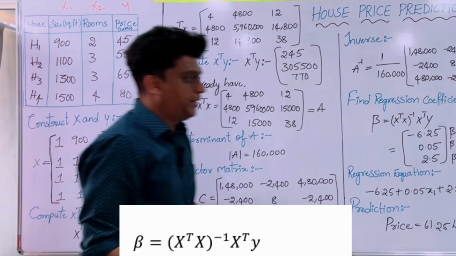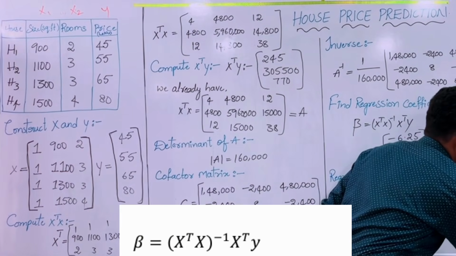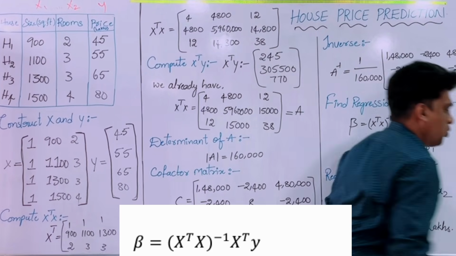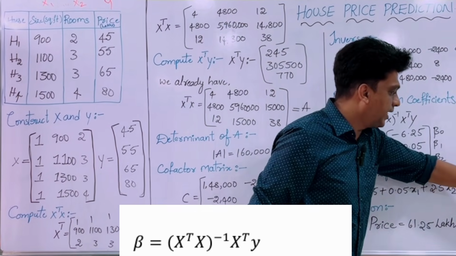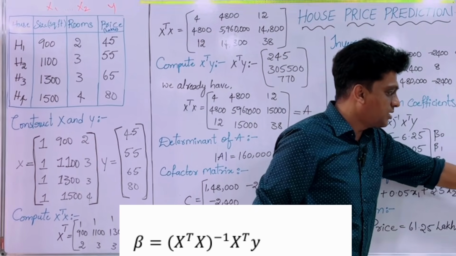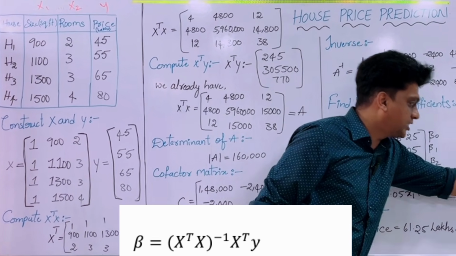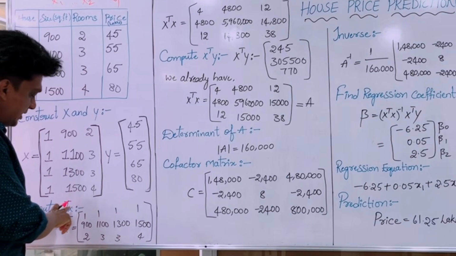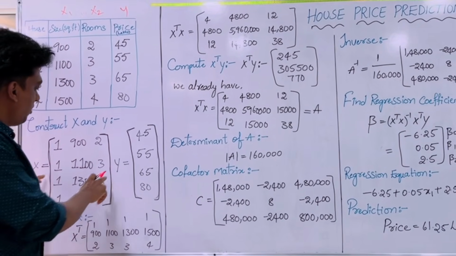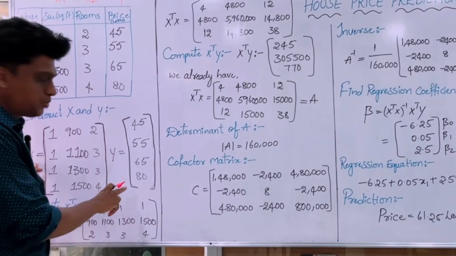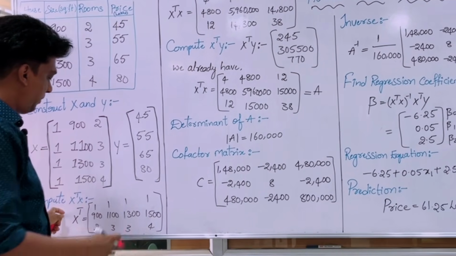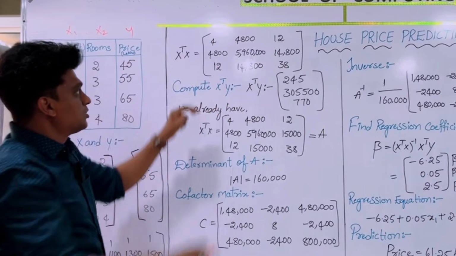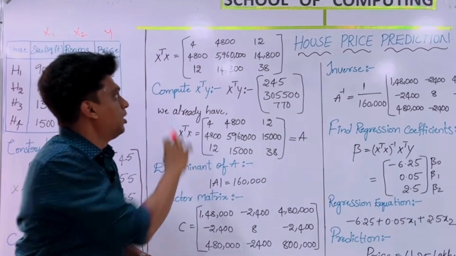The formula to find the beta value is x transpose x whole inverse into x transpose y. So first we need to find x transpose x, then the inverse, and finally multiply that term with x transpose y. This is the first step: we compute x transpose x. From x we can write x transpose by converting the rows into columns and the columns into rows, and then multiply x transpose with x. This is the matrix we get.